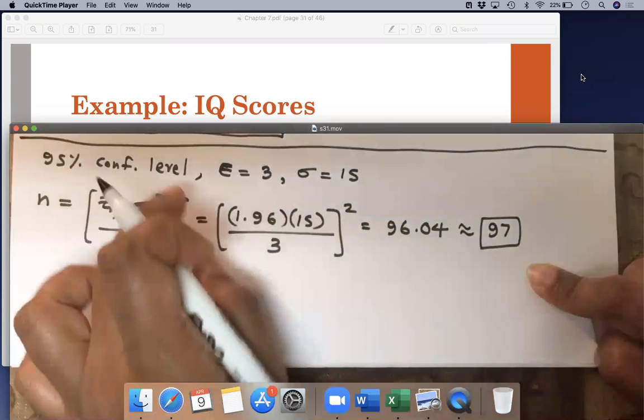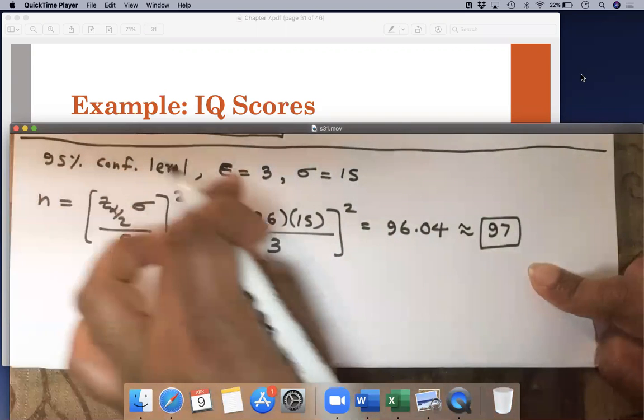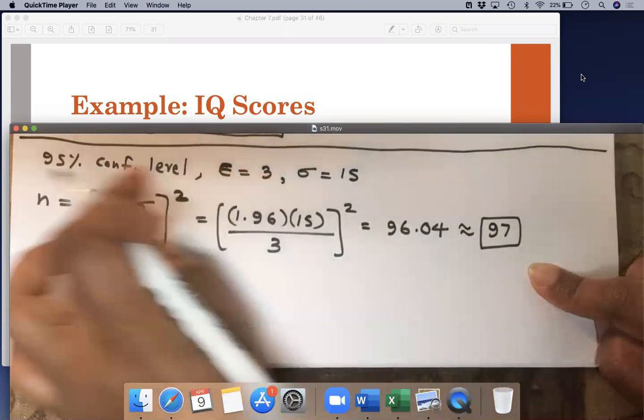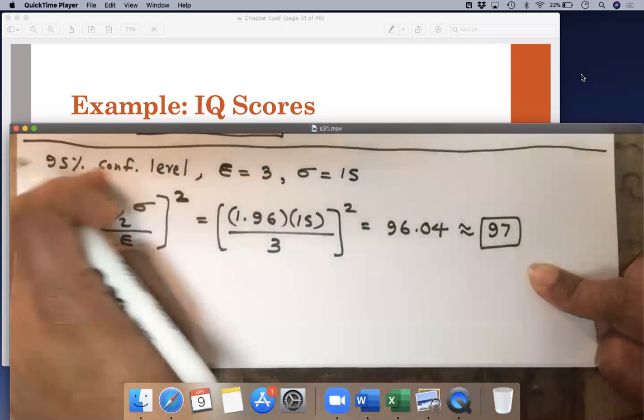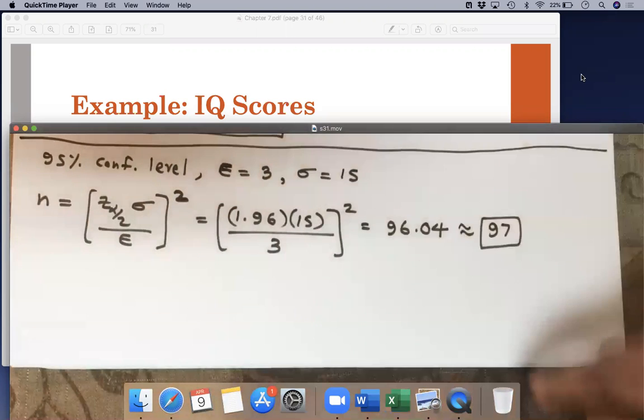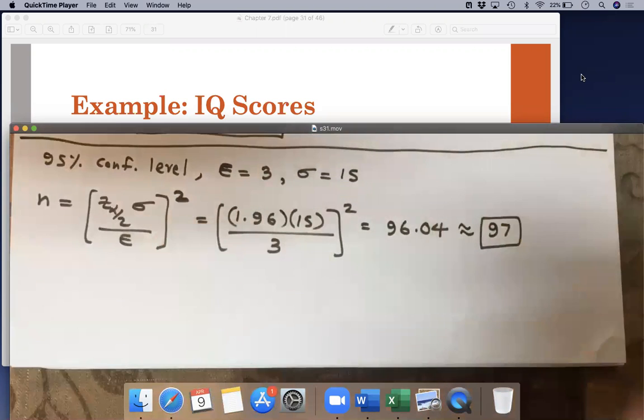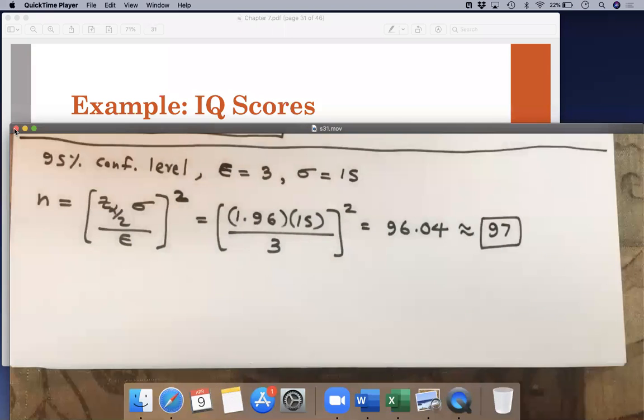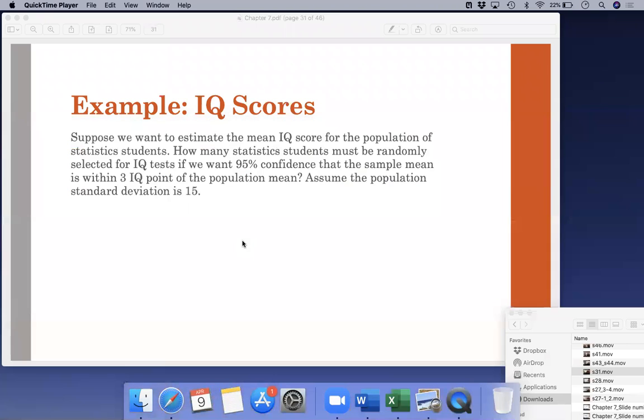students to get this confidence interval and this error and everything. At least we need this many students to get all these values. That's all about this example. Now you know how to find sample size if we have the population standard deviation, margin of error, and critical value.